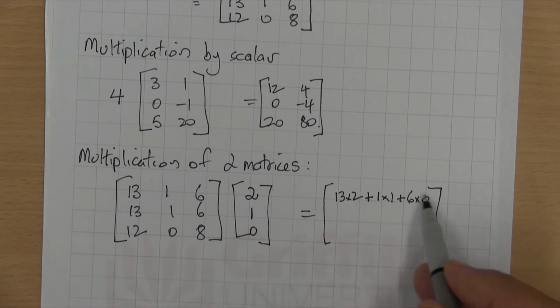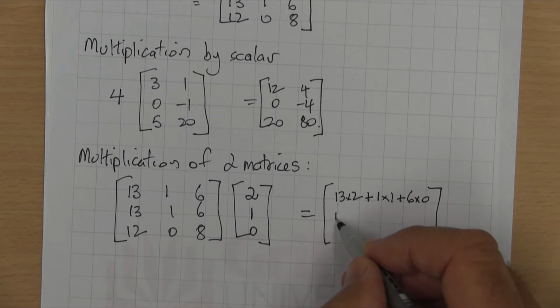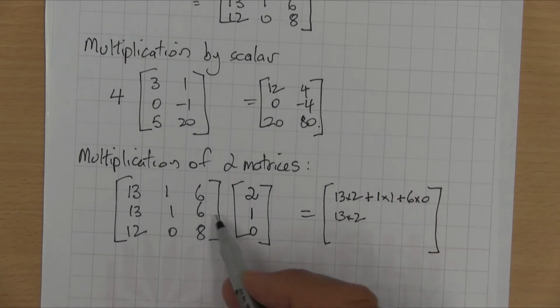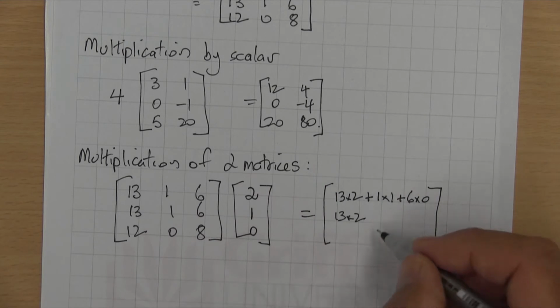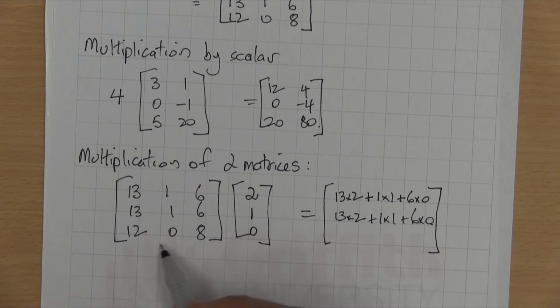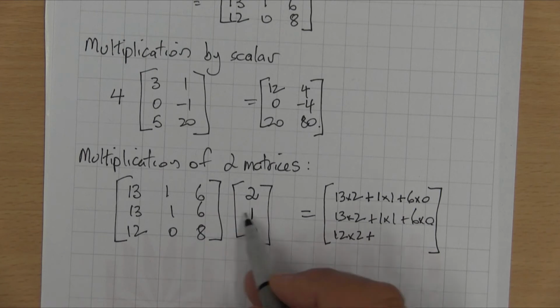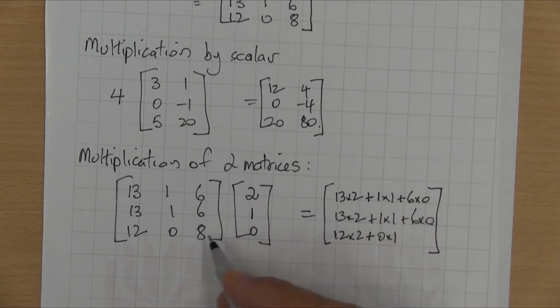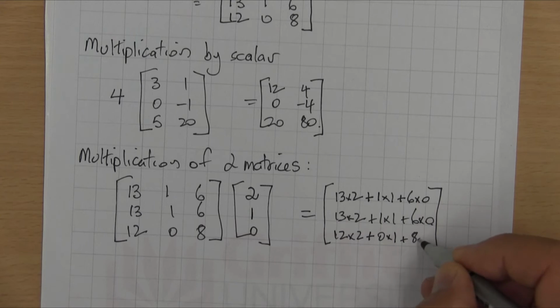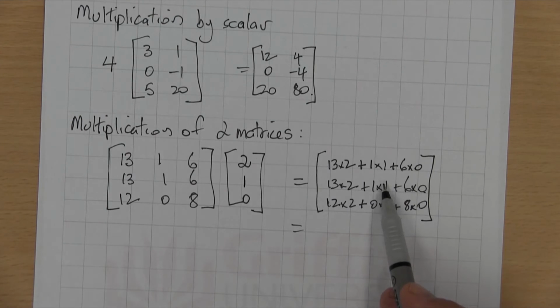Then to get the second row, we turn this one sideways, and we get 13 times 2, because these results here are exactly the same as the line above, plus 1 times 1, 6 times 0. And then finally, this row, we turn it there, and we go 12 times 2, always a plus, 0 times 1, plus 8 times 0. And that's not the end of it, because we're required then to evaluate these.